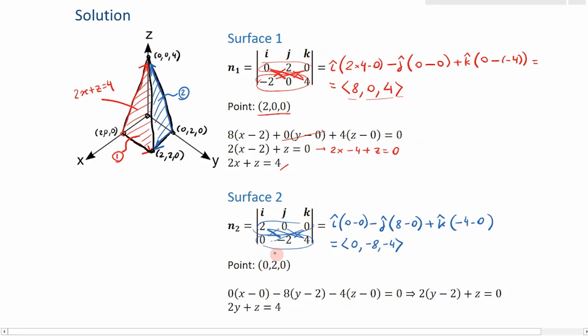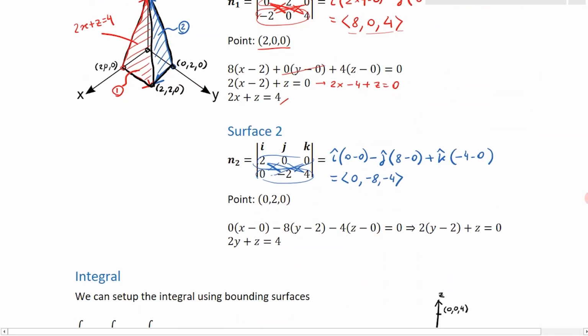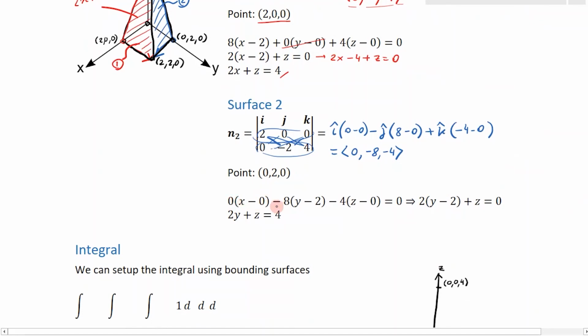And I'm using a point 0, 2, 0, this point. Then I get 0, negative 8, negative 4 and the point 0, 2, 0, these here, set it to 0. Then this goes away, and I divided by negative 4, which gave me plus here and plus here, and this became 2, and this is gone. That's how I got 2y minus 2 plus z equals 0. Then I expanded it, so I got 2y minus 4, brought 4 to the right-hand side, and I got this equation.